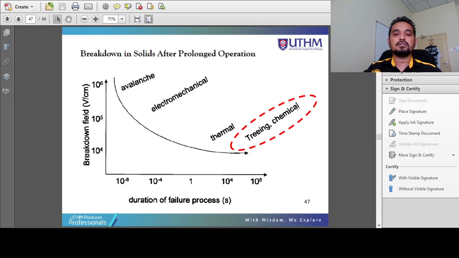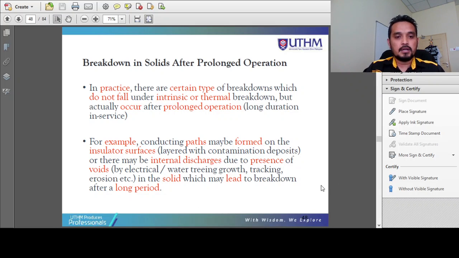Now we come to treeing and tracking. This will take some time. In practice, certain breakdowns do not fall under intrinsic or thermal, but actually can occur after a prolonged period of operation, a long period in service. We are talking about several years.